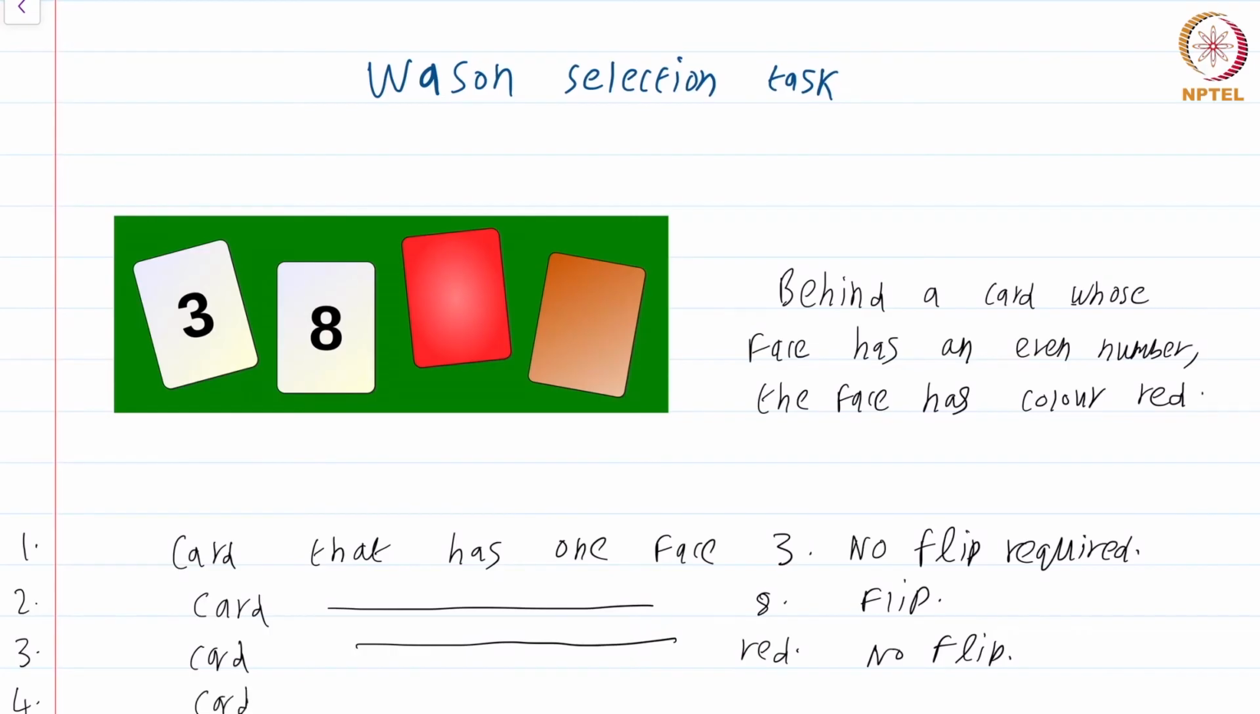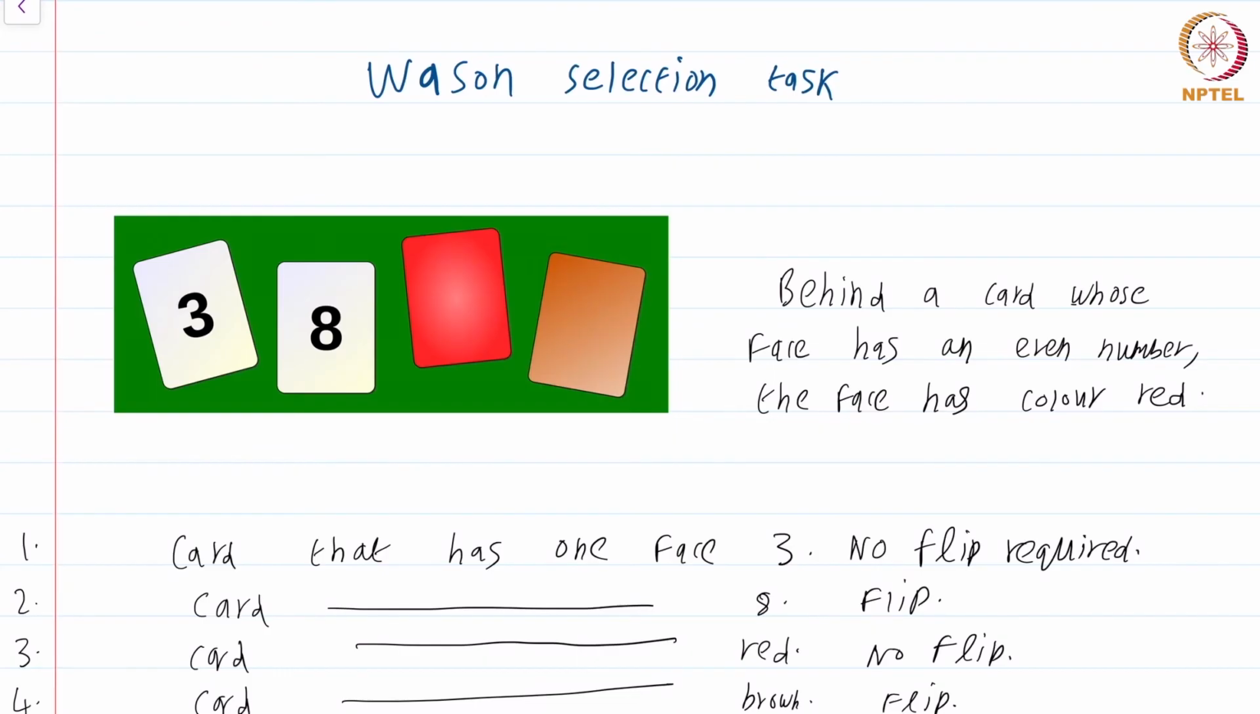What about the fourth one? Fourth one, card that has one face brown, a flip is required. Why is a flip required? Because if the opposite side is odd, then it's not a problem. But the opposite face, if it's actually an even number, then this particular last card is going to be violating the proposition that behind a card whose face has an even number, the face has color red. Okay, so I have now explained the solution in excruciating detail.